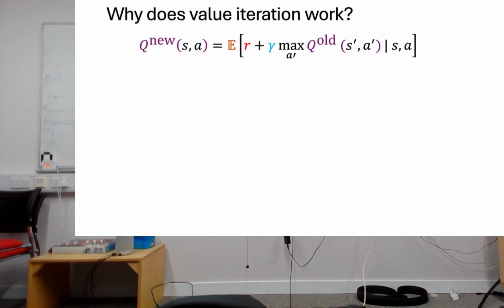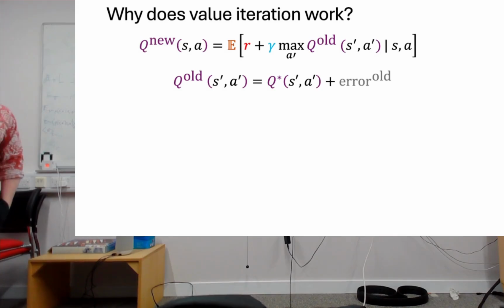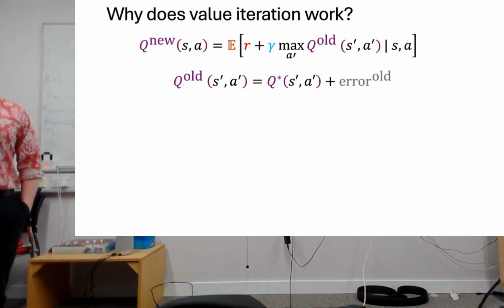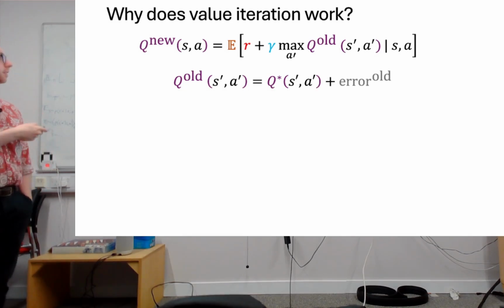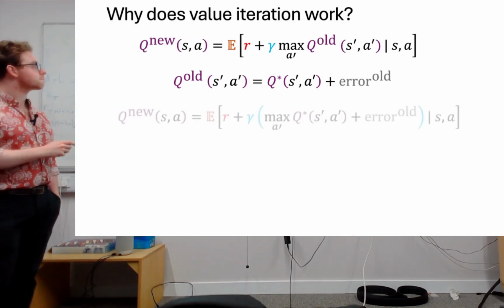So this is my update rule that relates my new value approximation to my old value approximation. And I'm going to say that my old value approximation is equal to Q star, the actual thing I'm trying to approximate, plus some error. And this is my old error. So what I'm saying here is that this is an approximation: the thing I'm trying to approximate plus an error.